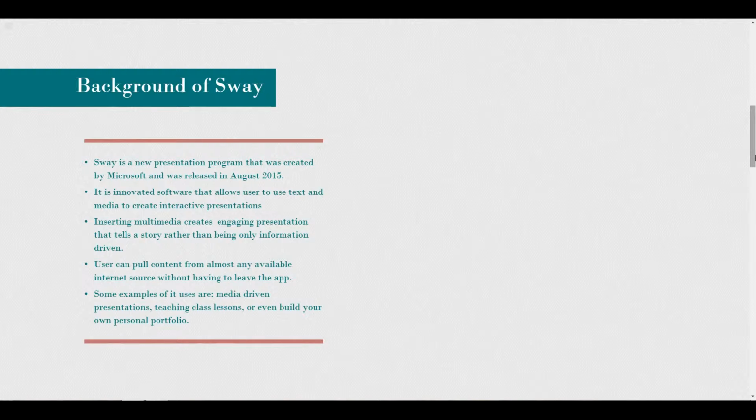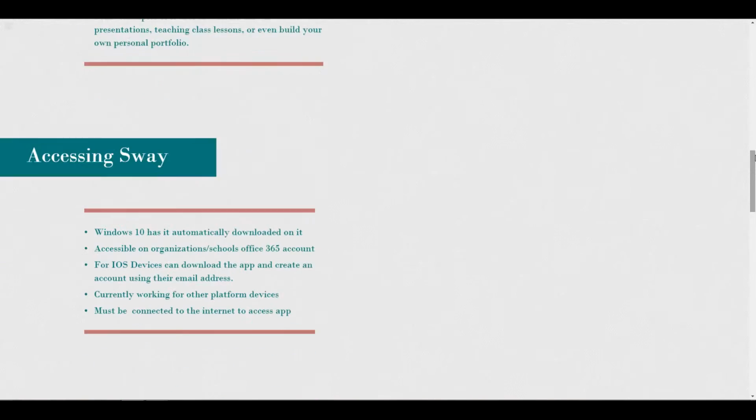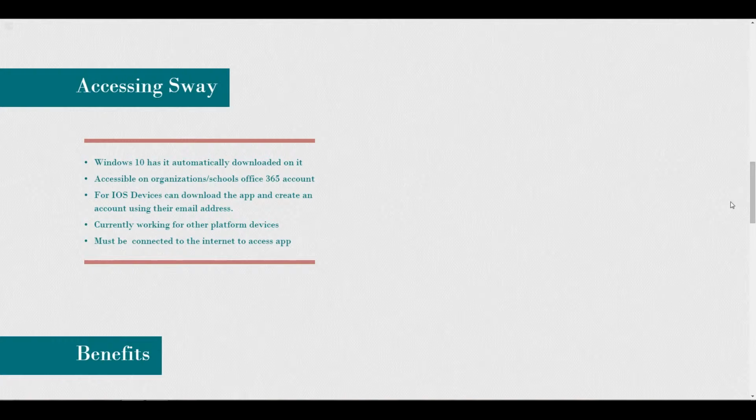Some examples of its uses are multimedia-driven presentations, teaching class lessons, or even building your own personal portfolio. Some important things you need to know about accessing Sway is that for Windows 10, it automatically has it downloaded on it, or if your school organization has access to an Office 365 account, it also is available. And for iOS devices, it can be downloaded through the app and you create an account using your email address. Unfortunately, right now, it's not currently working for other platform devices, and that's the only way that it's available. And you must be connected to the internet to access the app.